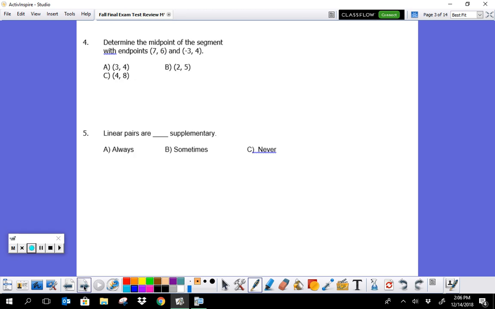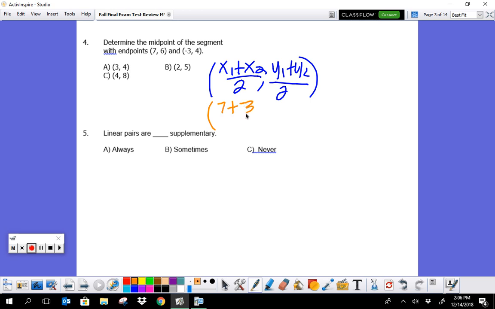Number 4, determine the midpoint of the segment with endpoints (7, 6) and (-3, 4). So the midpoint formula is on your formula chart, and it says you need to add your x values together and divide by 2, and then you need to add your y values together and divide by 2. So that's exactly what I'm going to do. So for my x's, I'm going to have 7 plus negative 3 divided by 2. And for my y's, I'm going to have 6 plus 4 divided by 2.